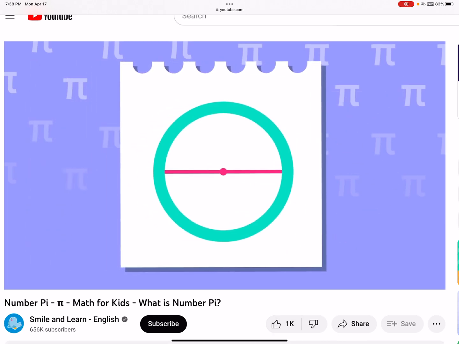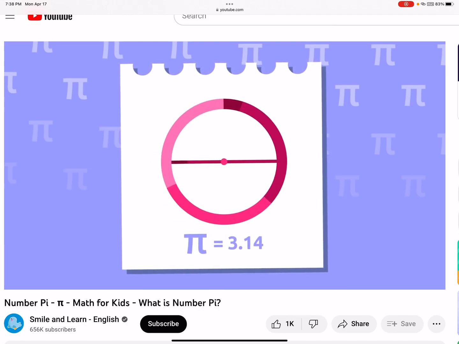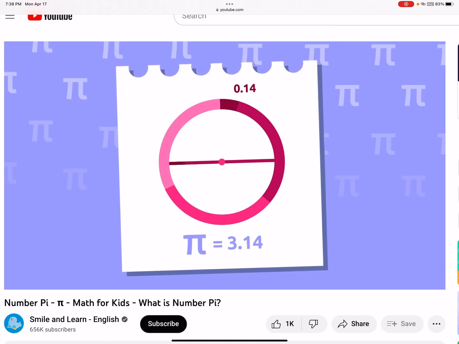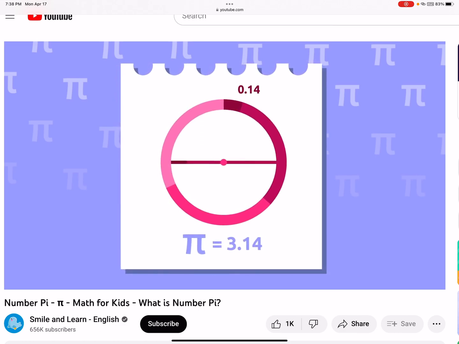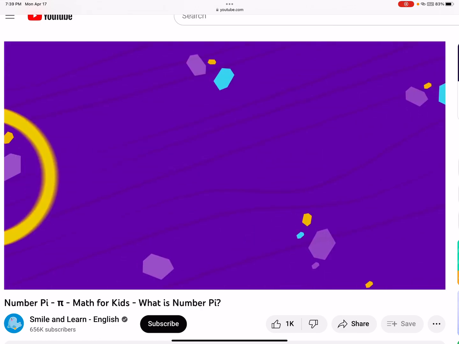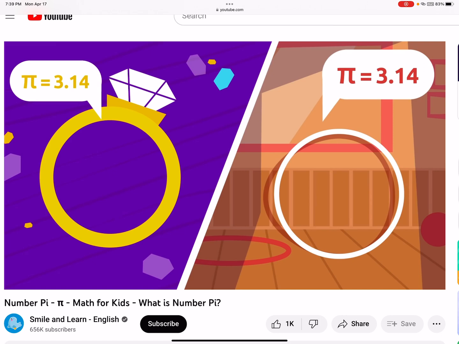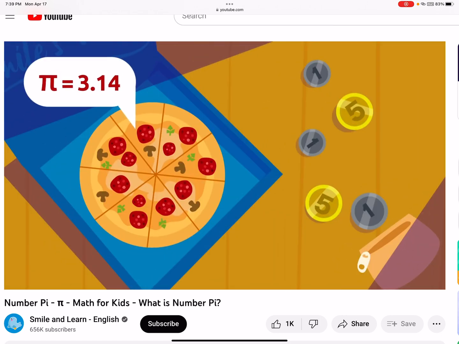Let's look here. 1, 2, 3, and a little bit more. That's it. We can fit 3 diameters into the circumference, and a small part, 0.14. That's why we know that pi equals 3.14. We say that it's a constant because the number pi is the same for every circumference in the world. In other words, this number is always equal to 3.14.